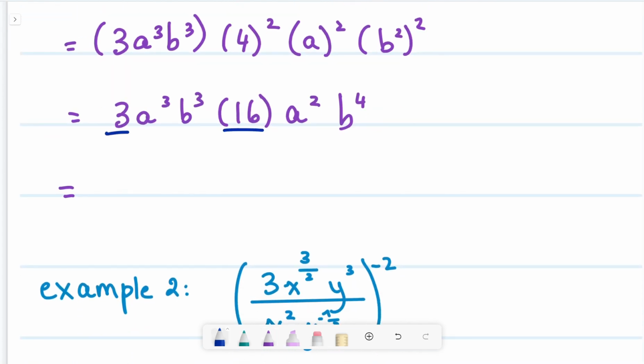Now I have a 3 and I have this 16, I multiply them, I get 48. a cubed times a squared, this is the same base a, we add up the powers, so 3 plus 2, which is 5. Finally, b cubed and b to the power of 4, we add up the powers, 3 plus 4 is 7.